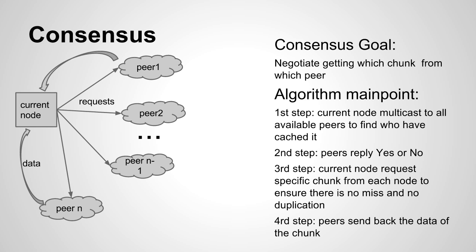For the consensus, to ensure this, there are 4 steps. In the first step, the current node will multicast to all available peers to find who has cached it. In the second step, the peers will reply yes or no. In the third step, the current node will request a specific chunk from each node to ensure there is no miss and no duplication. In the final step, the peers will send back the data of the chunk to the current node.